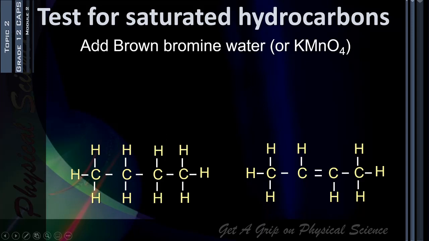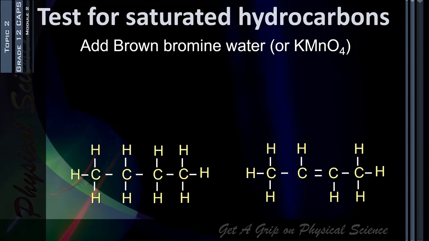Bromine water is a very distinctive dark brown color, but it's also very poisonous and dangerous to work with. Therefore, in the classrooms, we often use purple potassium permanganate as a substitute for the bromine water, which is much safer to work with.